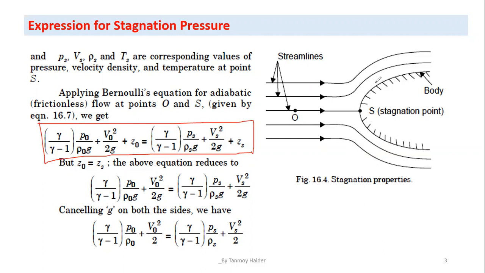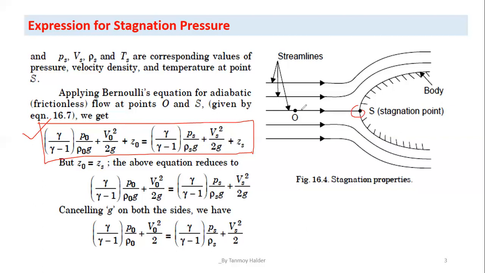Alright? So for an adiabatic process, what is Bernoulli's equation? We have proved it earlier, in earlier sessions, that Bernoulli's equation for an adiabatic process is gamma by gamma minus 1 times P0 by rho 0 g plus V0 square by 2g plus 0 is equal to the energy equation over here, which is gamma by gamma minus 1 times Ps by rho s g plus V square by 2g plus 0, right?